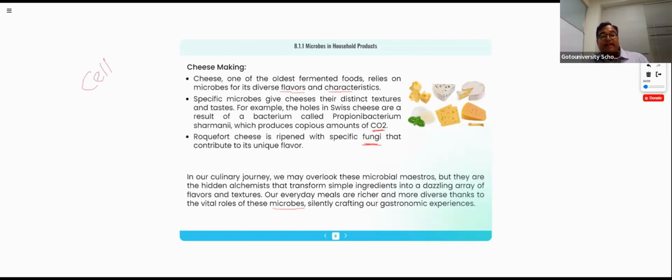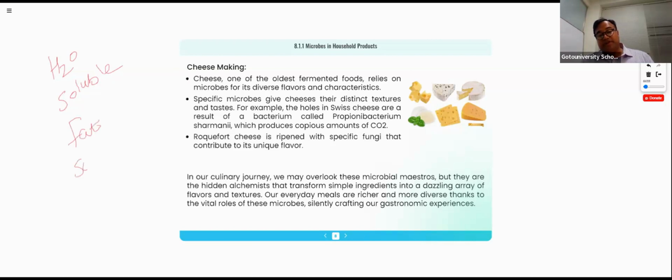Various cell activities in the sense of cell multiplication, cell division, and cell growth. All these things are carried out with the help of vitamins. These vitamins are of many varieties, not only fat soluble vitamins, not only water soluble vitamins. One is water soluble vitamin, another is what? Fat soluble vitamin.